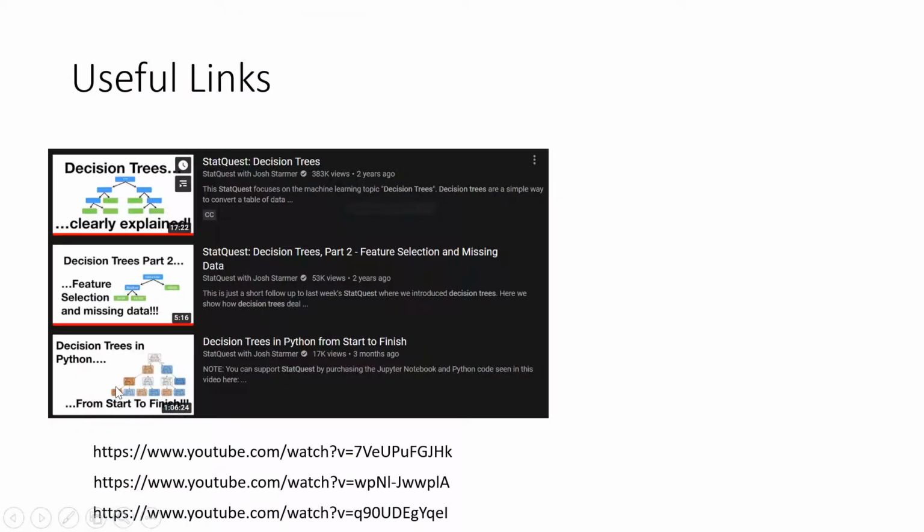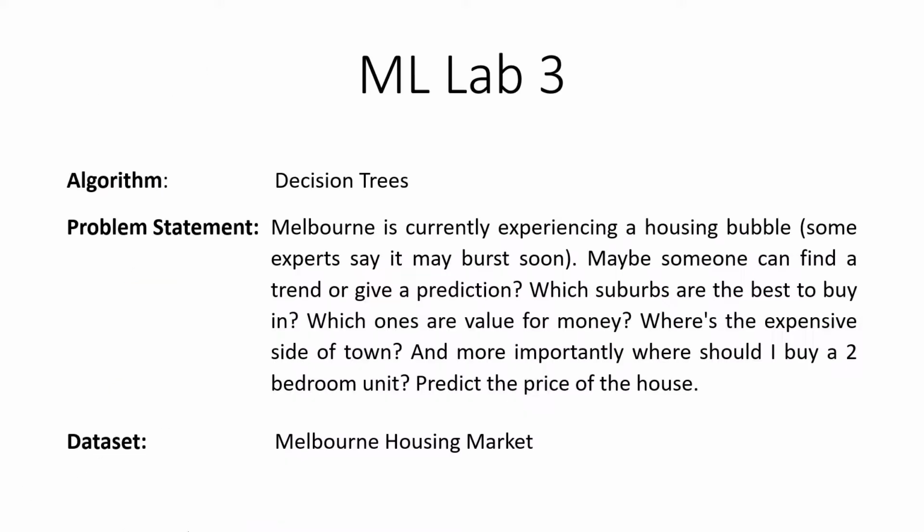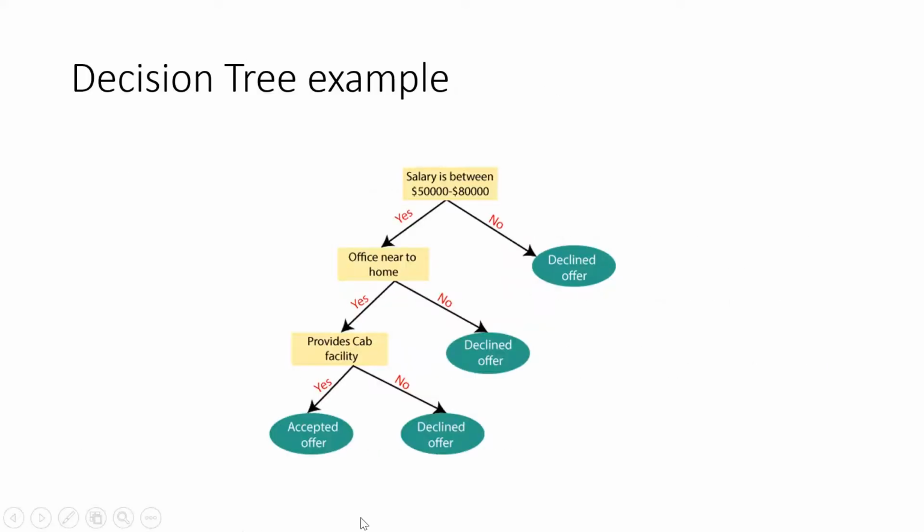In order to understand the decision tree, you can refer to these three links. I will share these three links via Classroom. In this third video, the presenter uses the UCI heart disease dataset, so you can see how he has used a decision tree. This is regarding lab 3. We'll stop here.